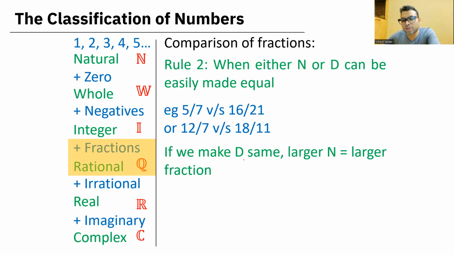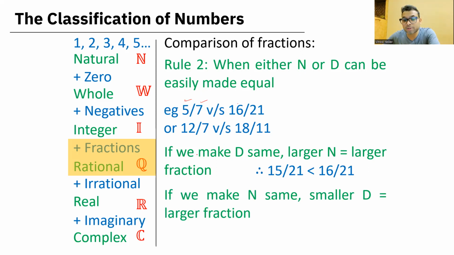Now, second rule: when either the numerator or denominator can be easily made equal, for example, this. In this case, when the denominator is the same, of course, the larger the numerator, the larger the fraction, and vice versa. So here we multiplied by 3. So it became 15 by 21. So this is 16 by 21. Forget 21. So 15 is less than 16, right? So the first fraction is less than the second fraction.